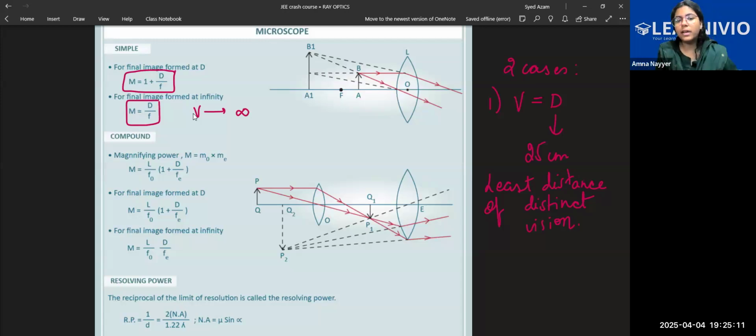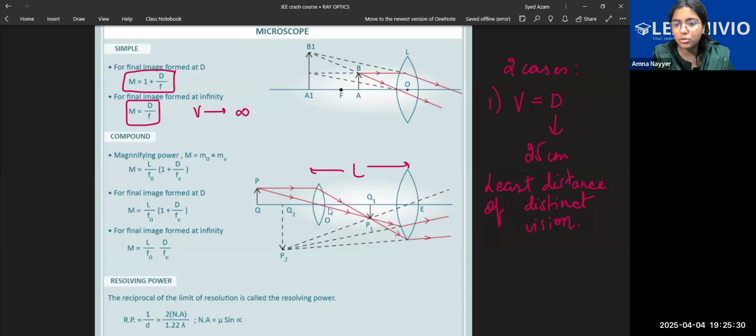Then you have the compound microscope. This we have already discussed, that when the magnifications are multiple, you just multiply the individual magnifications, right? So here L is the length of the tube. Length of the tube means the separation between the eyepiece and objective. Length by FO, where FO means the objective focal length.